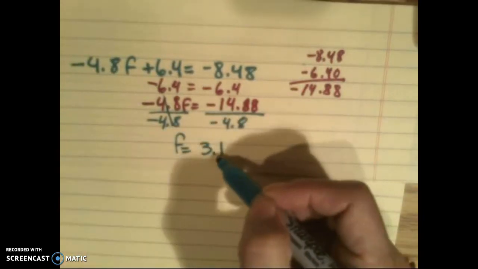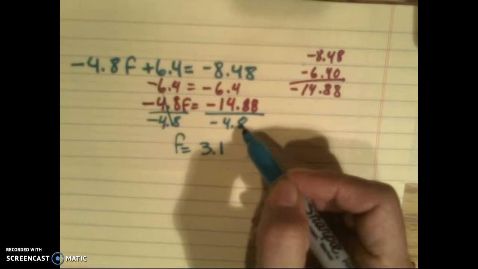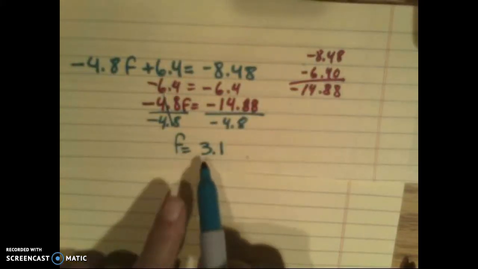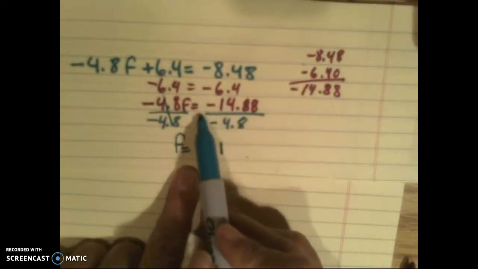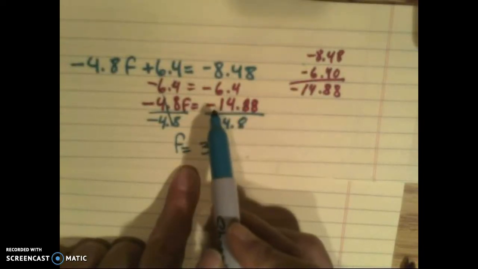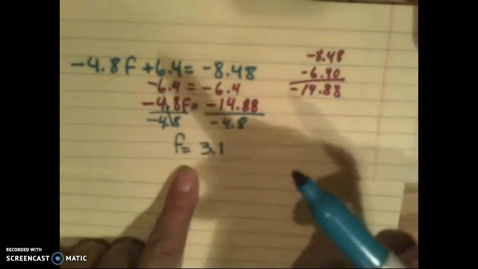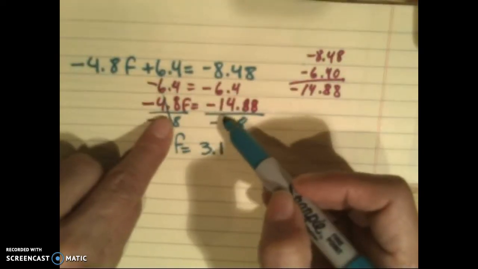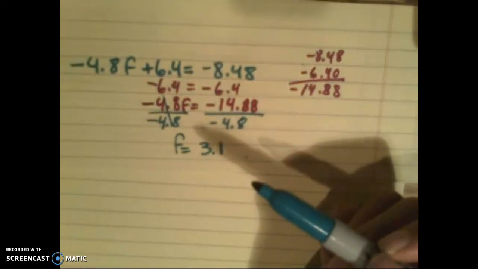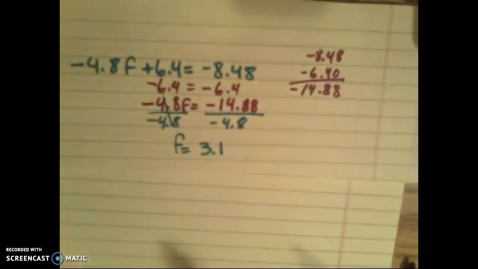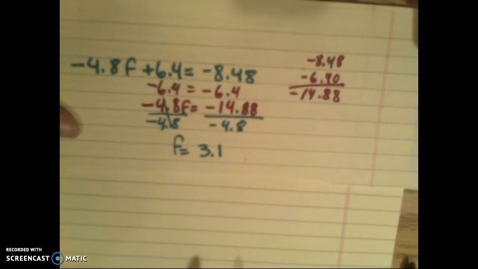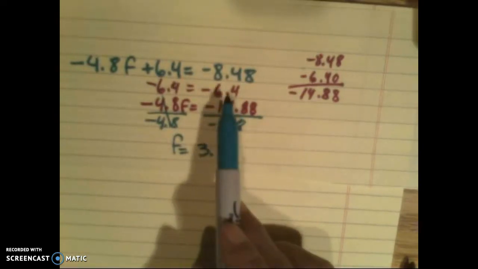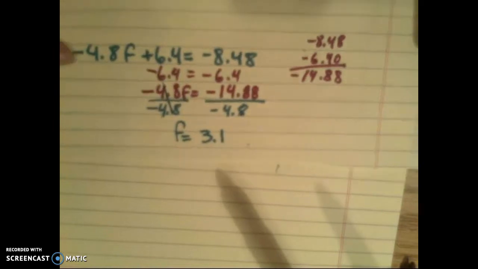And I know this because 3.1 times 4.8 will give me 14.88. And it's positive because this fraction is division, and when you have two negatives, it's positive. Remember I said if they agree in multiplication and division, it's a positive thing. If they disagree, it's a negative thing. So f equals 3.1. If I plug it right back into my original problem, I get negative 8.48.